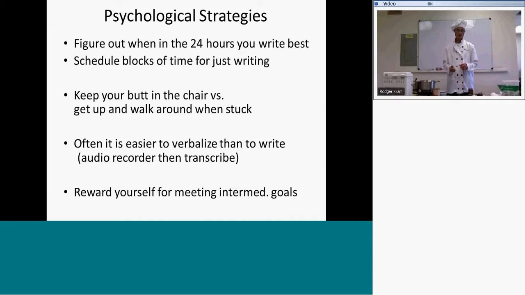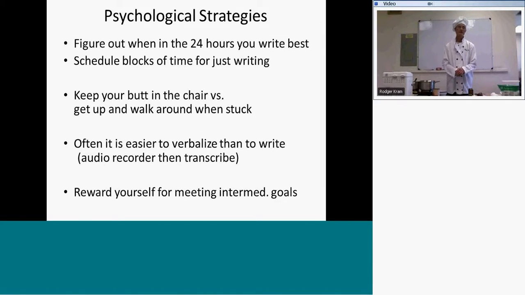Okay, it's often easier to verbalize things than to write them down. So again, when you get stuck on how to say something in particular, so many times a graduate student has come to me and said, I don't know how to say this. And I say, well, what are you trying to say? And they'll say it verbally, and I'll say, yes, write that down. But usually it escapes us. So it's another time to use an audio recorder, and then transcribe it later.